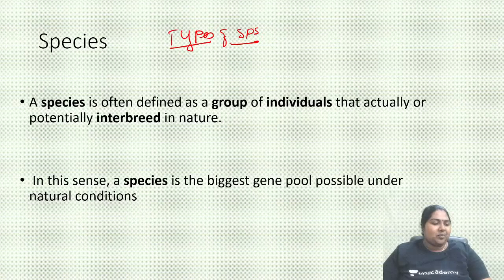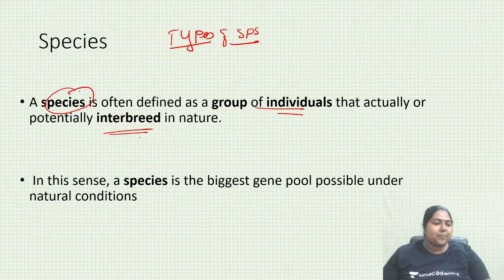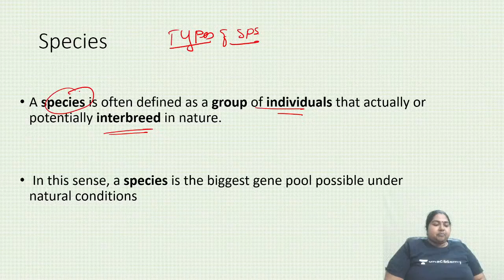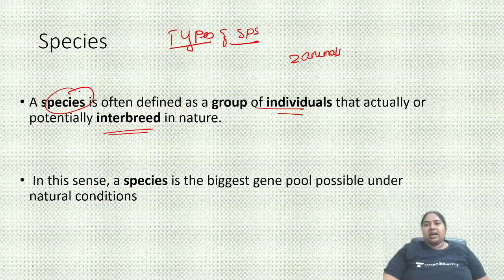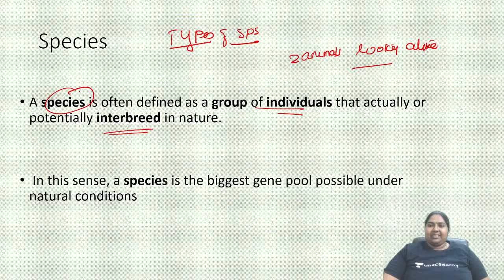So the species is nothing but a group of individuals that can breed. So species is that which is able to breed. Okay, fine. So if there are two animals that are looking alike, but they are not breeding, do you call them as belonging to the same species?